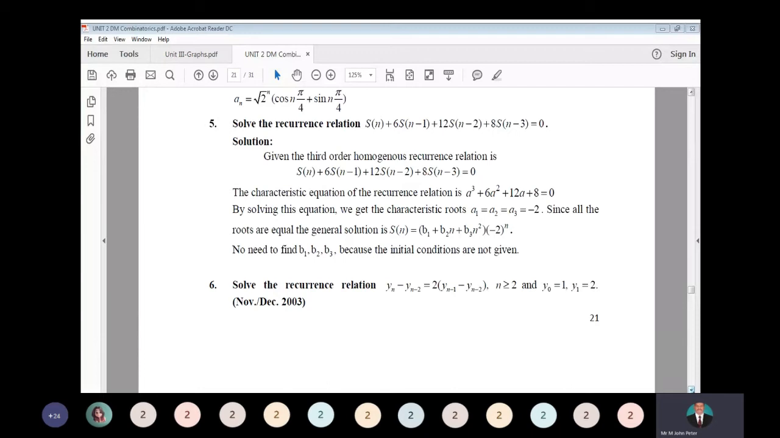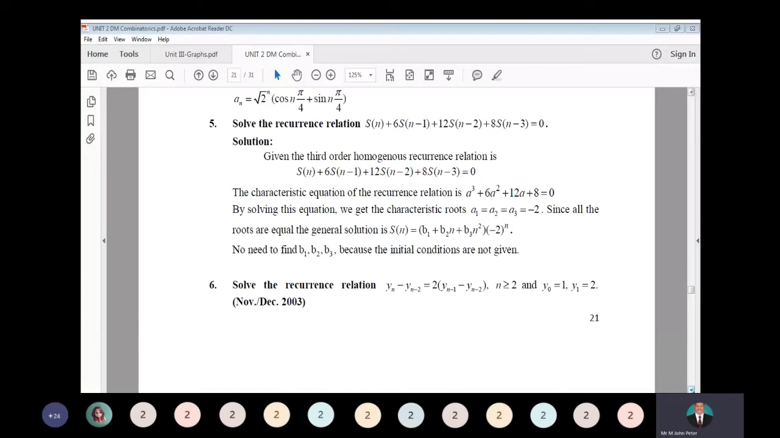Solving this characteristic equation by long division method, or otherwise use a calculator, we can find the roots of the third degree equation. You will get the roots a1, a2, a3 as minus 2. So all the roots are equal. So the general solution is s of n equal to b1 plus b2n plus b3n square into minus 2 power n. See that for a repeated root, that is 3 times, s of n equals b1 plus b2n plus b3n square into minus 2 power n. The b1, b2, b3 are constants.